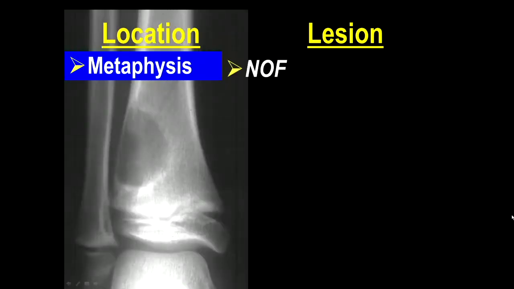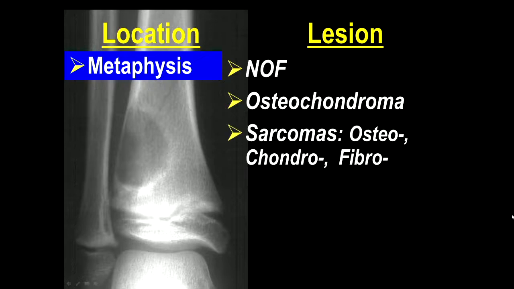In the metaphysis, there are a number of lesions that can occur in this rapidly growing portion of bone in young individuals, including a non-ossifying fibroma, here with a pathologic fracture. Osteochondromas and various sarcomas also can occur in the metaphysis of long bones.